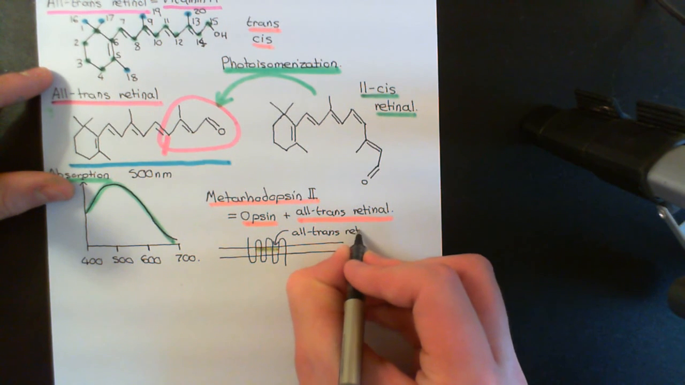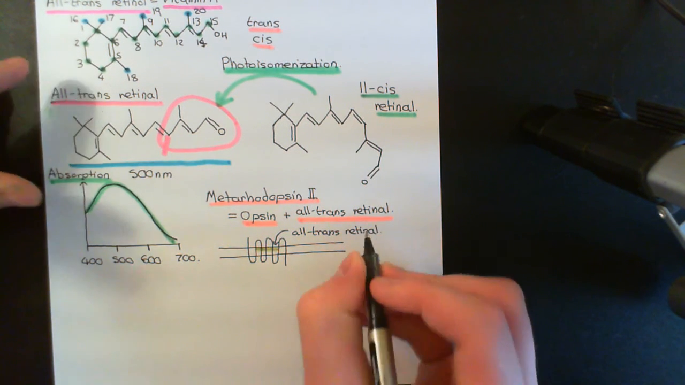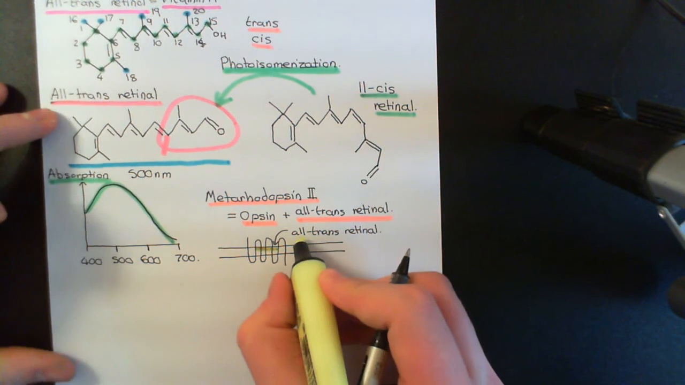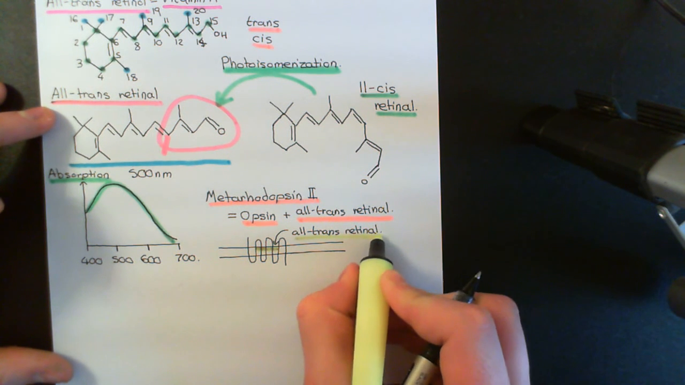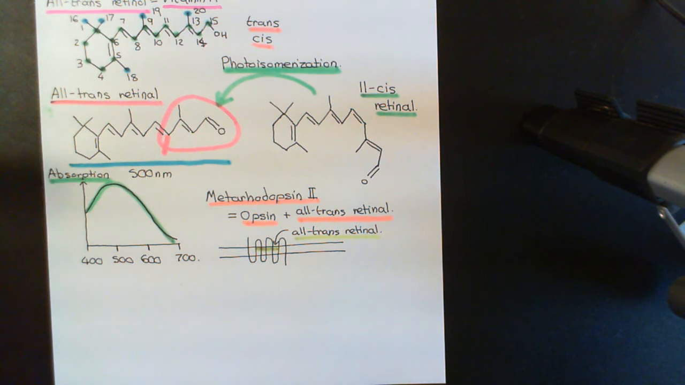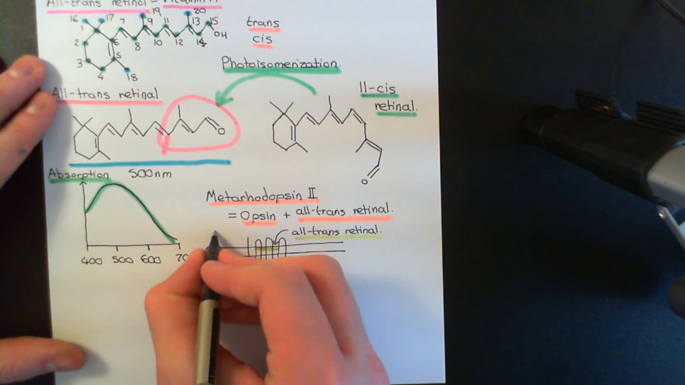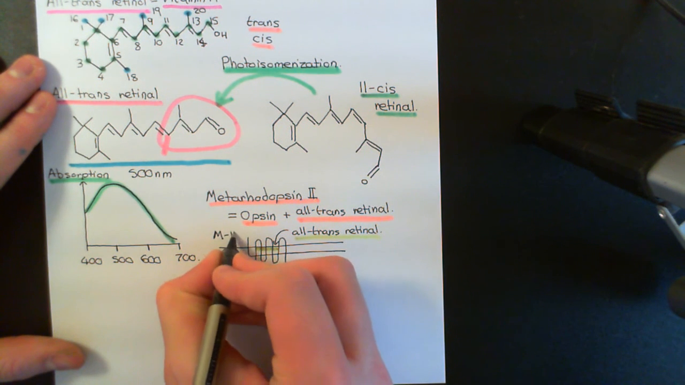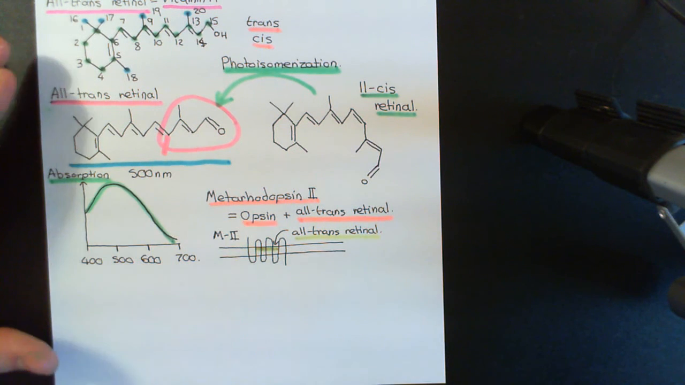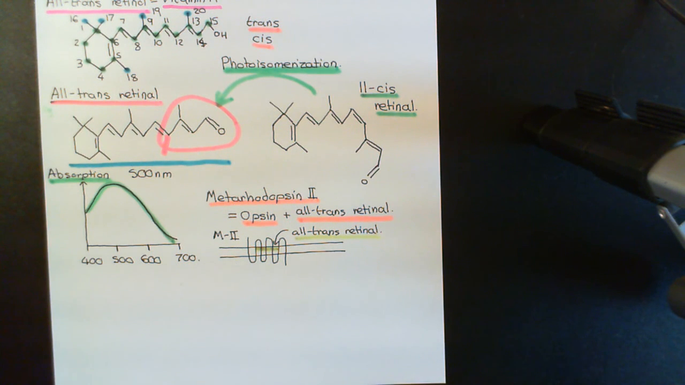all-trans retinal. Okay, and this meta-rhodopsin 2 is going to activate signaling proteins inside the cytoplasm of the cell and lead to a signaling cascade that will trigger the electrical signal within the photoreceptor. And for short, meta-rhodopsin 2 is often abbreviated down to M2 in that way.